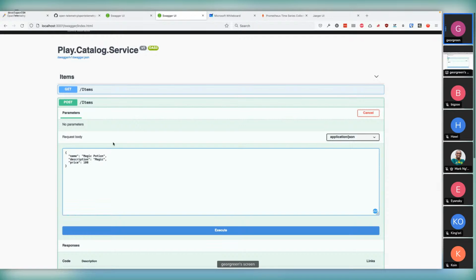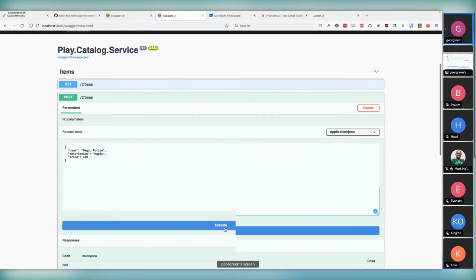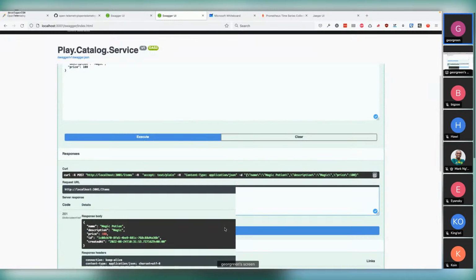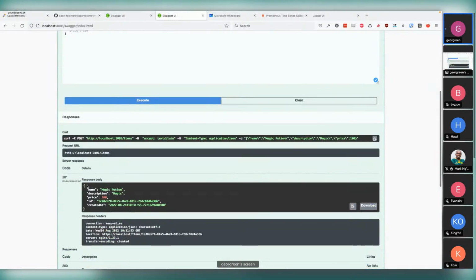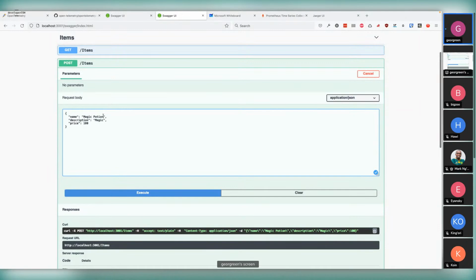So if you have played games like Minecraft, I think you'll know what this is. I usually have this catalog of things you can have, and they're usually things like magic potions, spades, and all that. So I'm going to try to execute this, and let's see. Yep, and you can see that there's a response here, 100 bob, or whatever that is. There's an ID and there's a creation date.